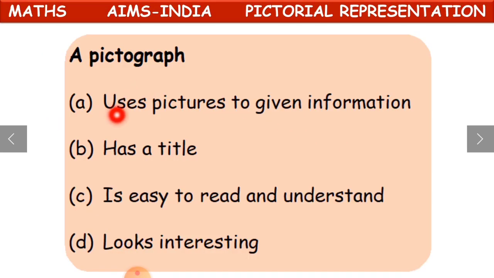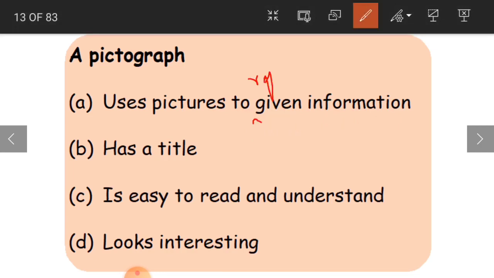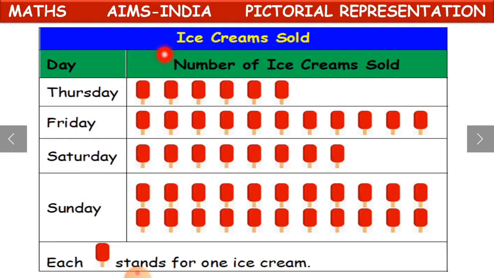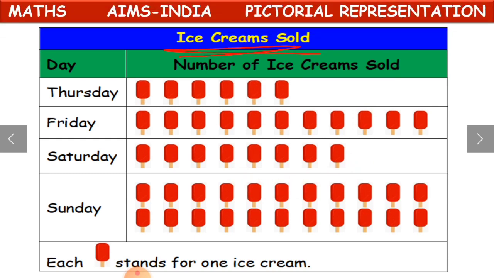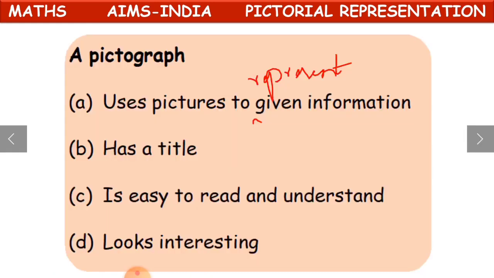Now again, what does this do? It uses pictures to represent the given information. It has a title. What is the title of this pictograph? It is the number of ice creams sold. Ice creams sold is the title of our pictograph. If you do not have a title, how will we understand, children? Title means the heading. So if we do not have a title, we will not be able to understand what the pictograph is about. Yes, so pictographs come with a title on top.